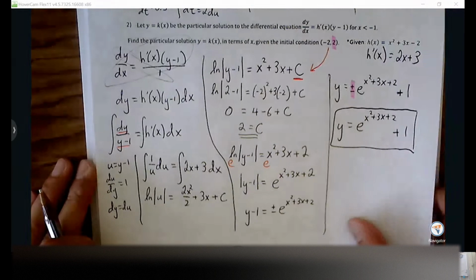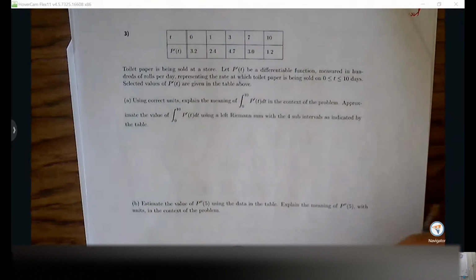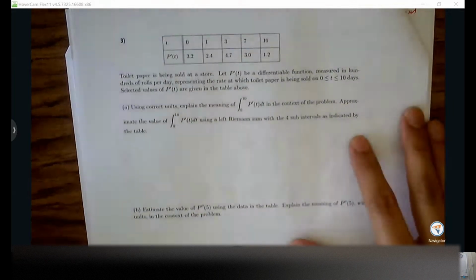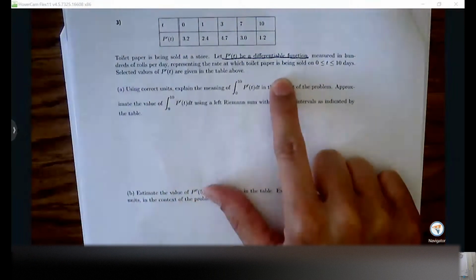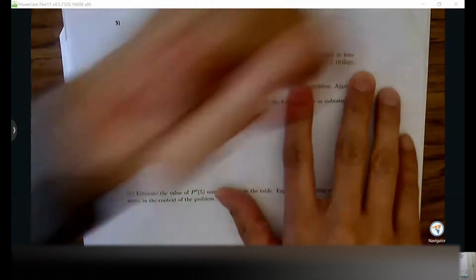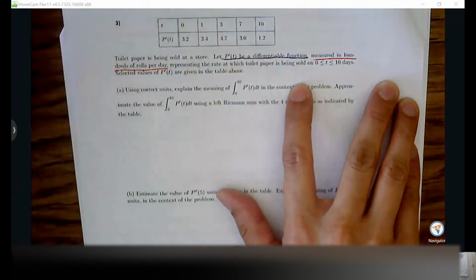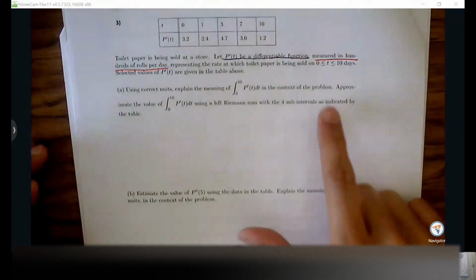Okay, let's go to the back page. All right, toilet paper is being sold at a store. Let P prime be a differentiable function, a smooth curve, measured in hundreds of rolls per day, representing the rate at which toilet paper is being sold. Using correct units, explain the meaning of the definite integral from 0 to 10 of P prime in the context of the problem.